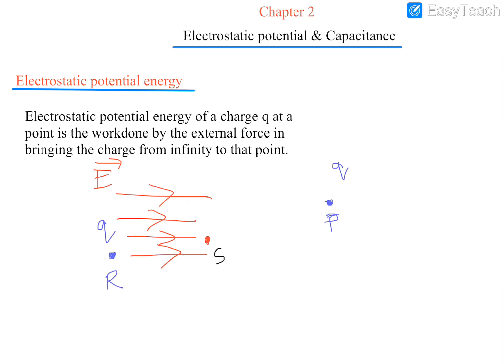Okay, so whatever be the work you are doing against the electric field in order to bring this charge from here to here, that is from P to S, that work done is stored as the potential energy. Okay, and whatever be the work this electric field is doing on your charge, you need to do equal and opposite work. So the work done by you is equal and opposite to the work done by the field on your charge. Okay, now let us consider the case mathematically.